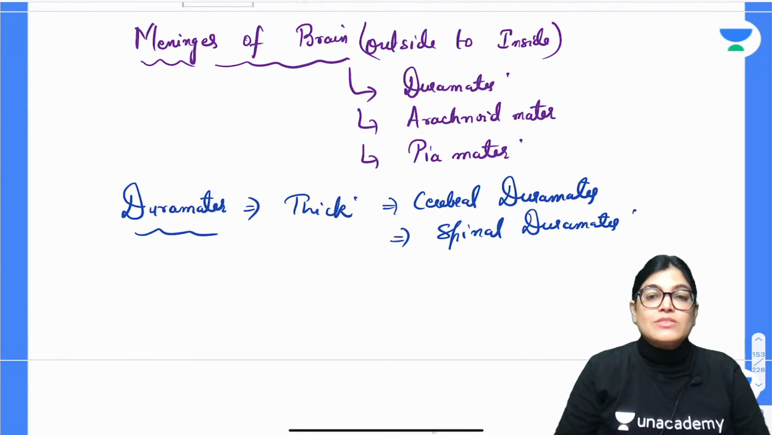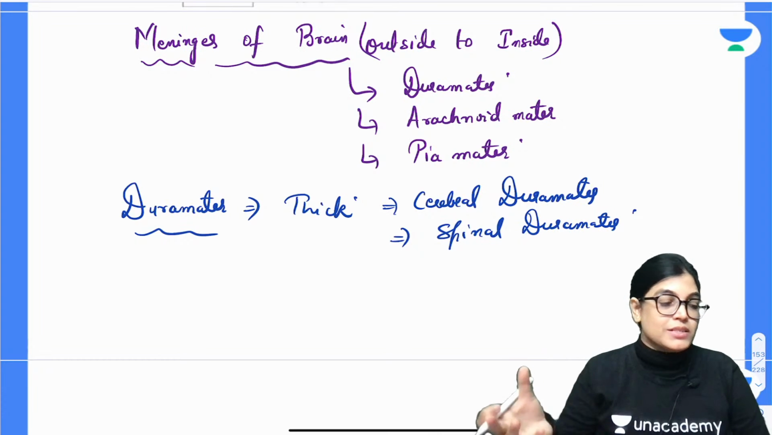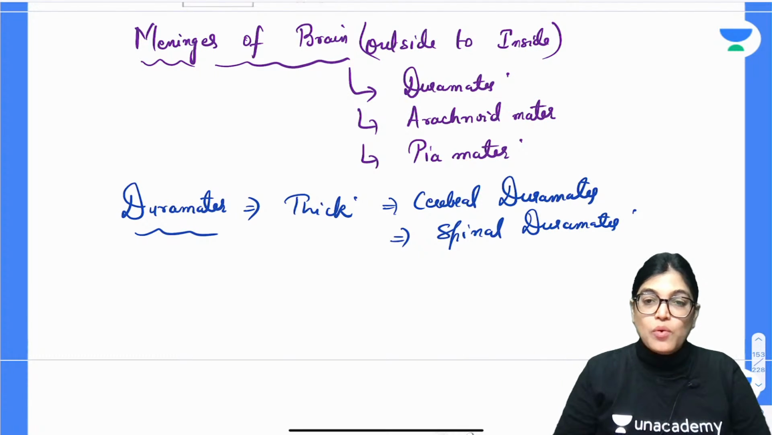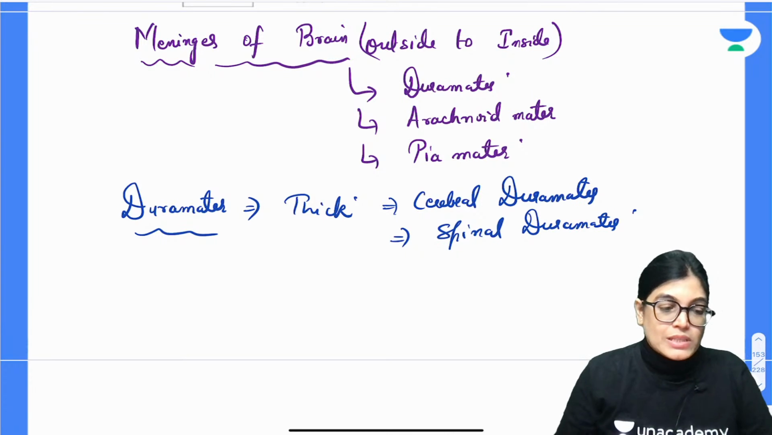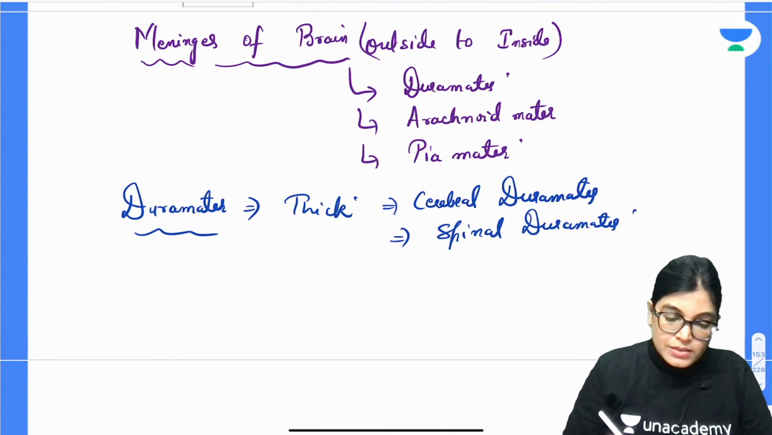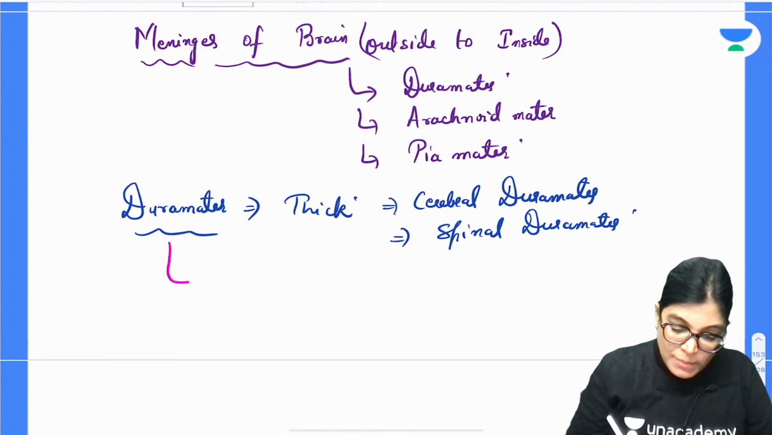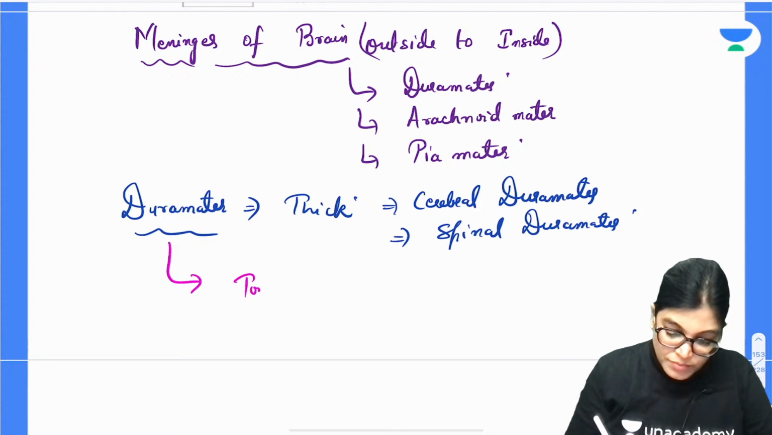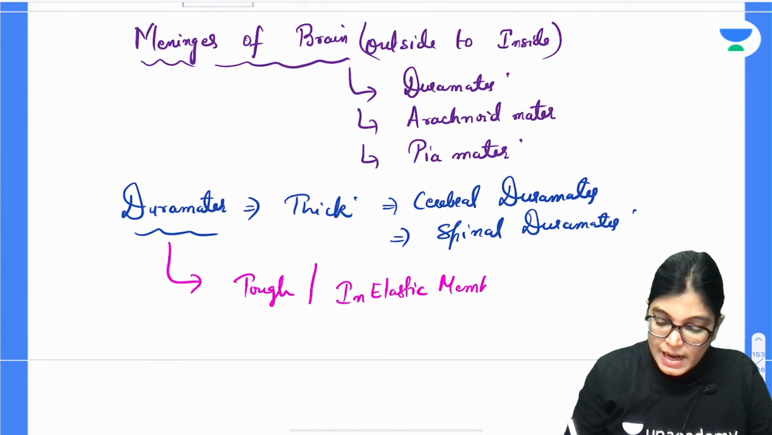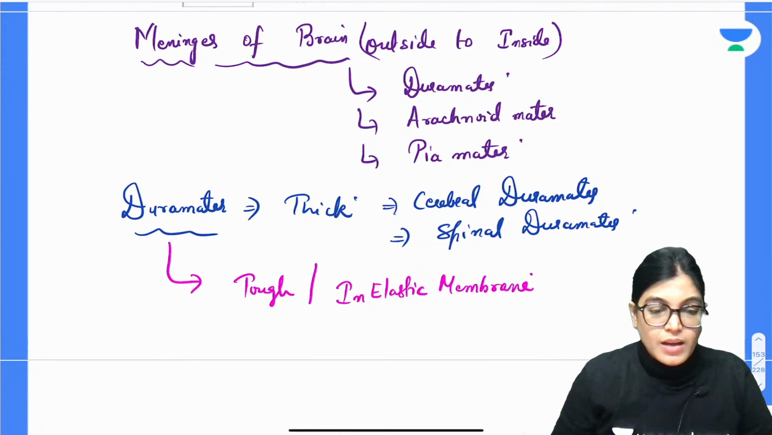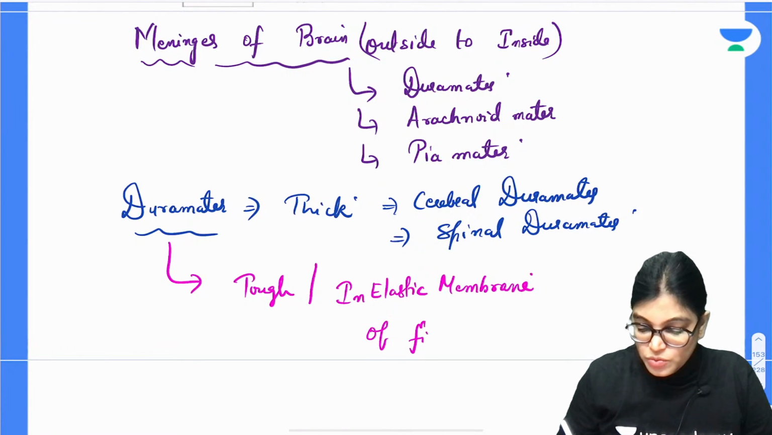In the cerebral dura mater, the dura folds and forms dural folds, it forms septae, and it can enclose dural venous sinuses. This is not the case in the spinal dura mater. So this is the difference. The cranial dura mater is a tough, inelastic membrane made of fibrous tissue.